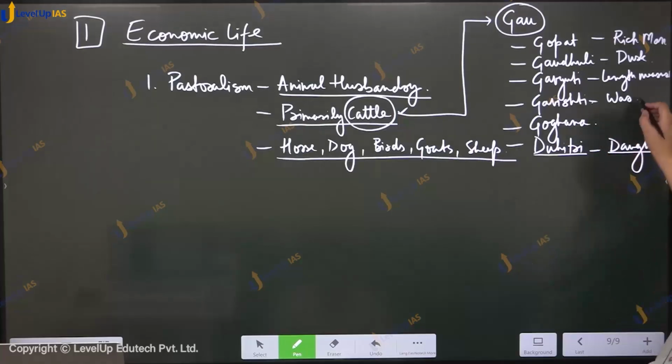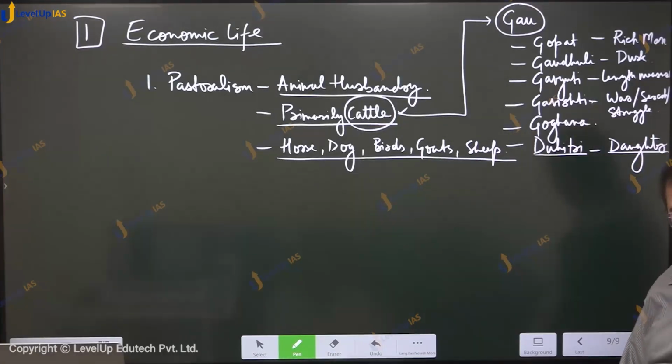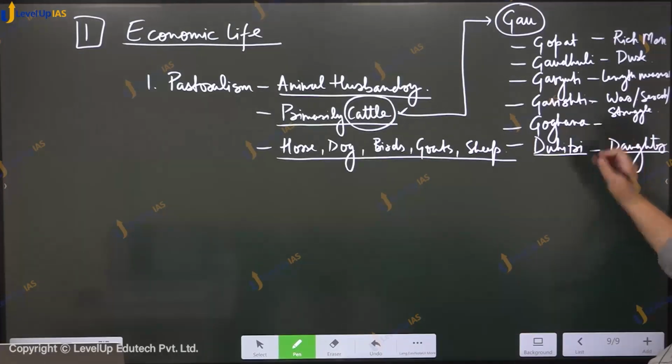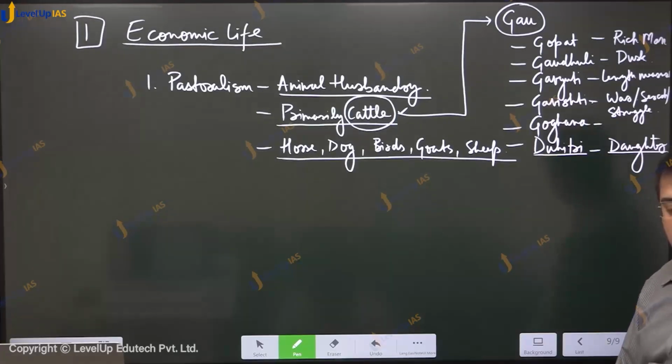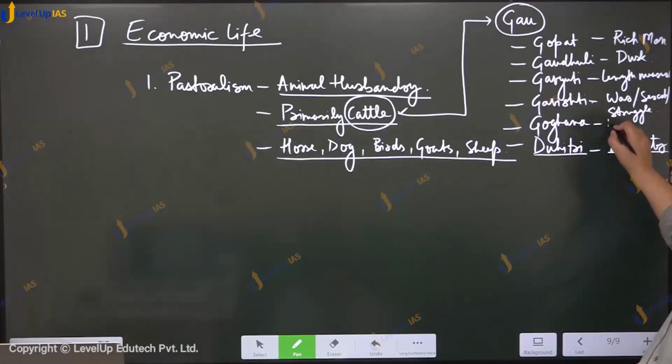It also meant search or struggle. Struggle for what? Cows. Goghana was the term that was used for a respected guest.